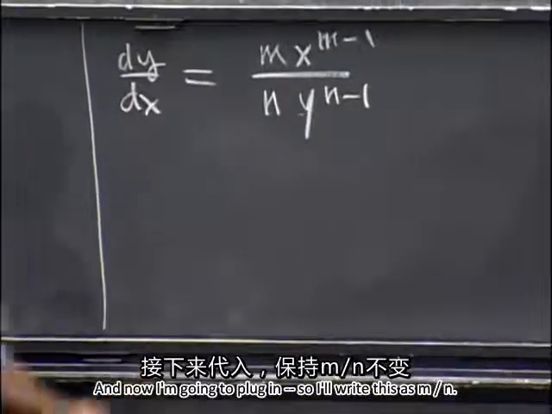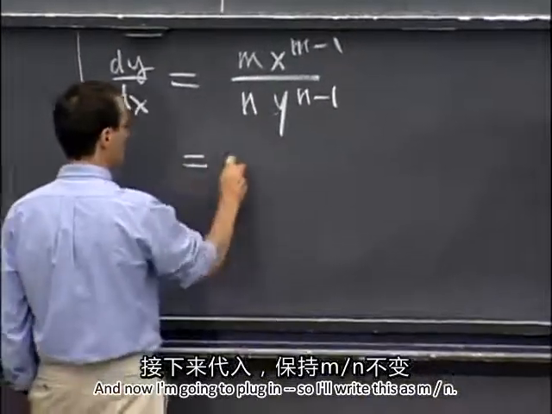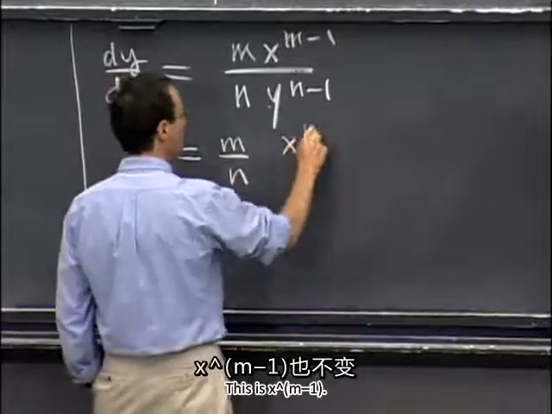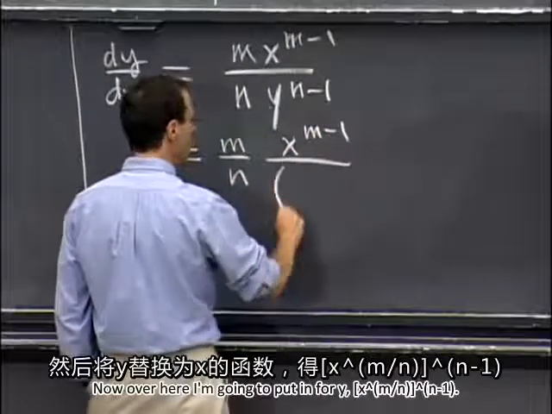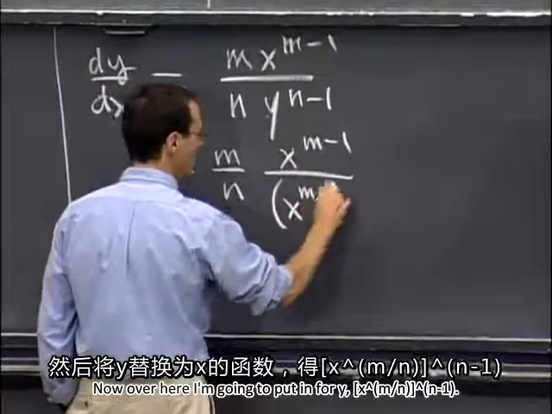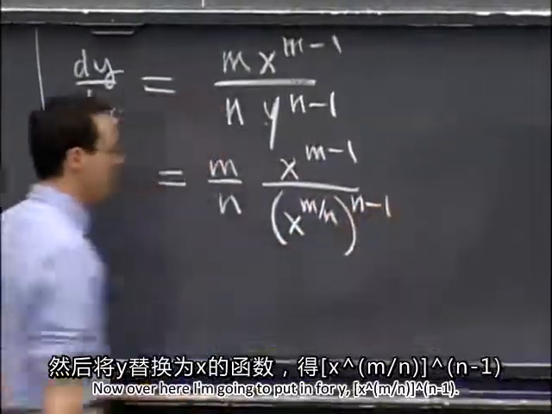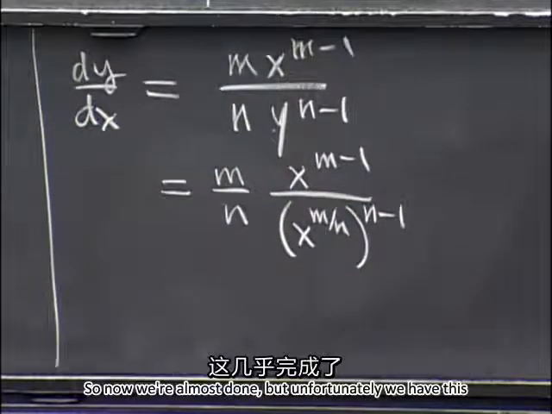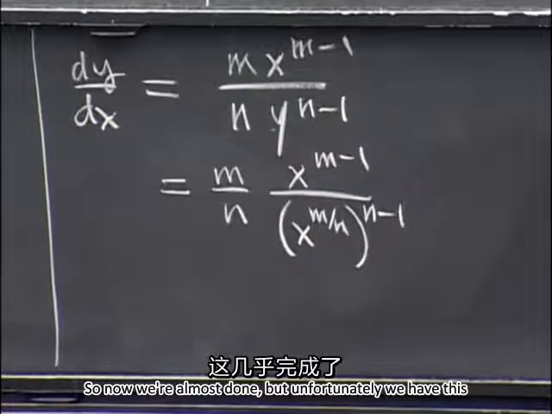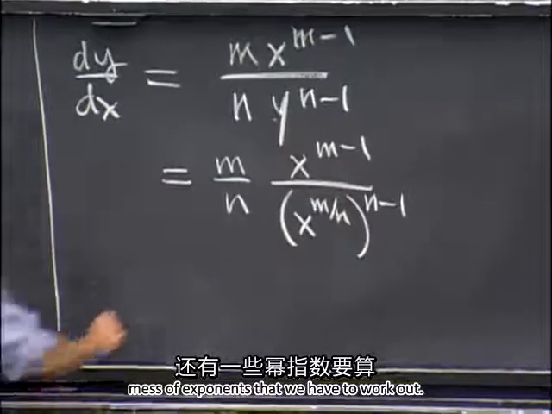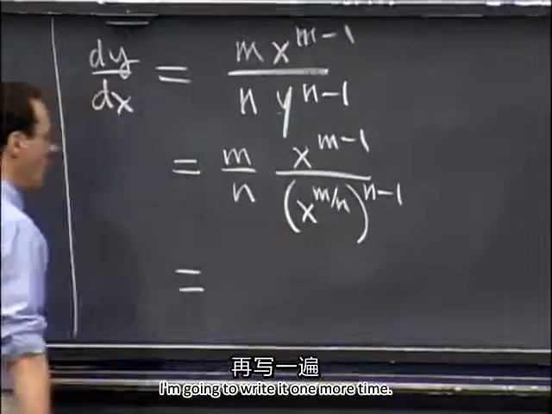And now I'm going to plug in. So I'll write this as m over n, this is x to the m minus 1. And now over here, I'm going to put in for y x to the m over n times n minus 1. All right? So now we're almost done. But unfortunately, we have this mess of exponents that we have to work out. I'm going to write it one more time.